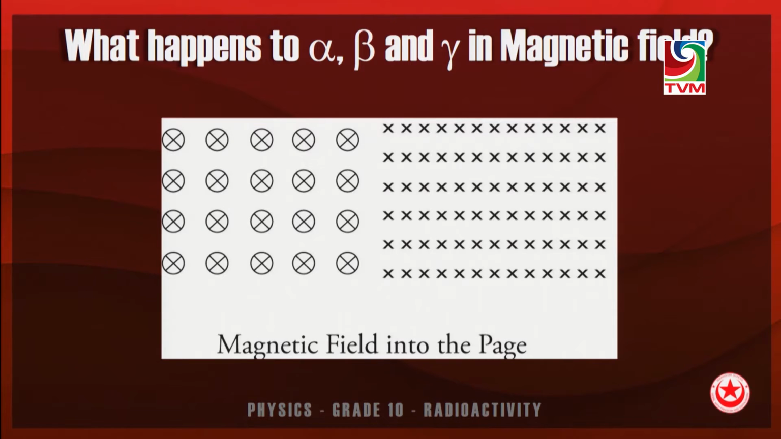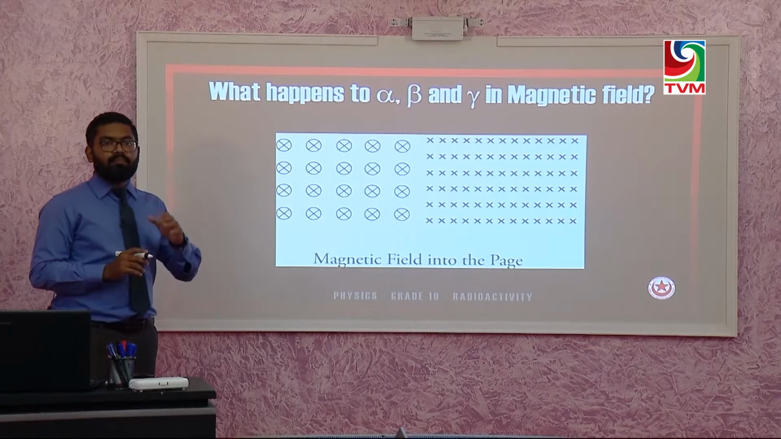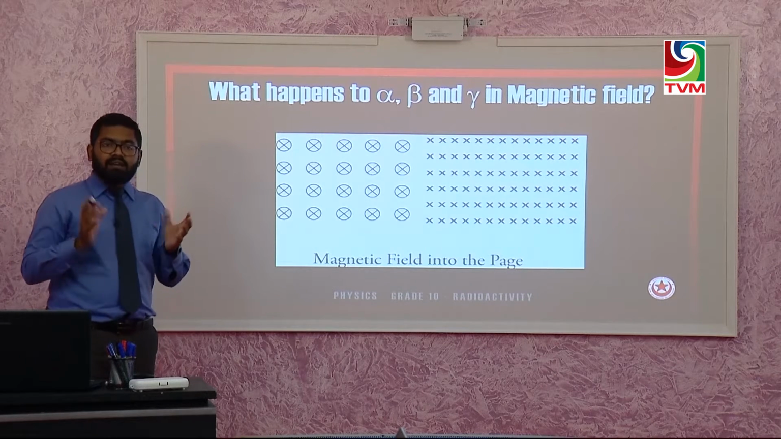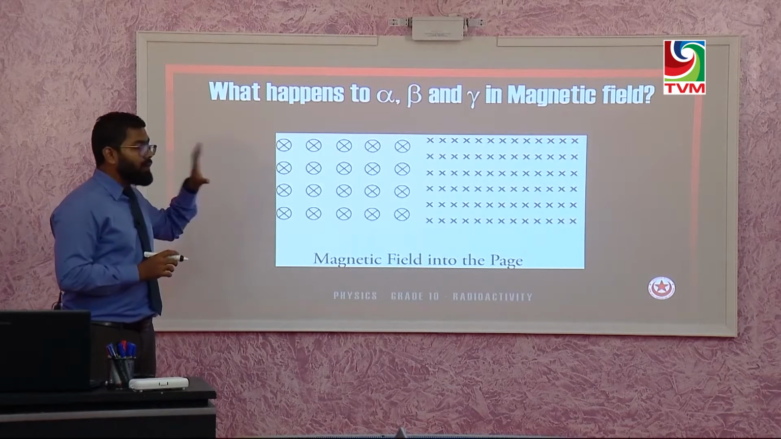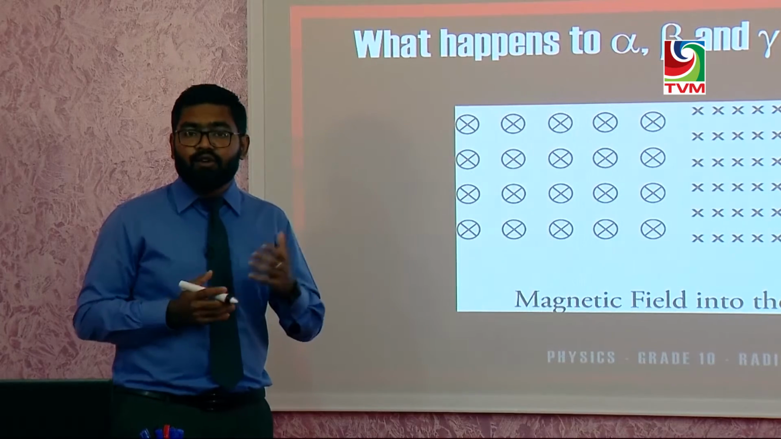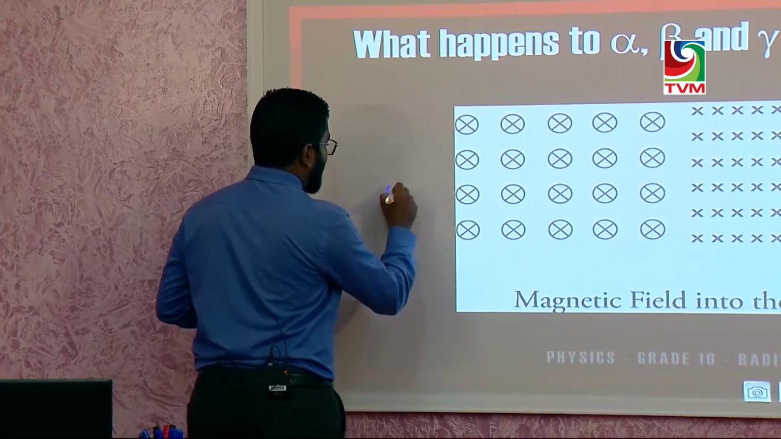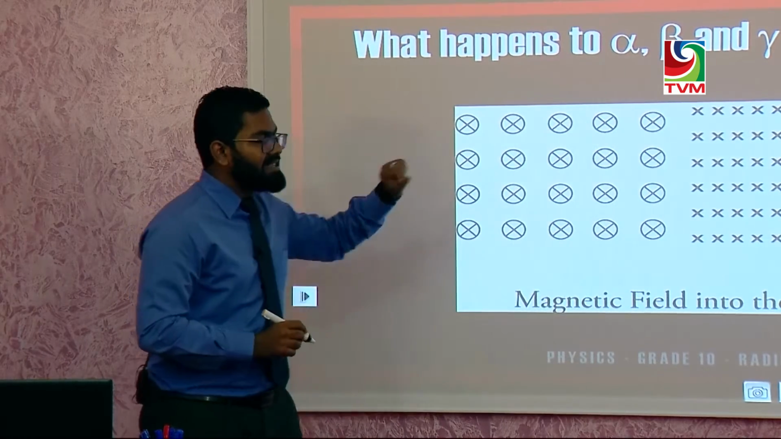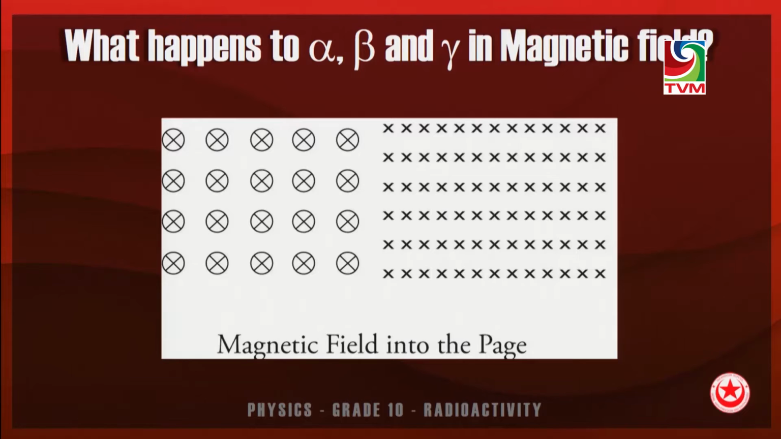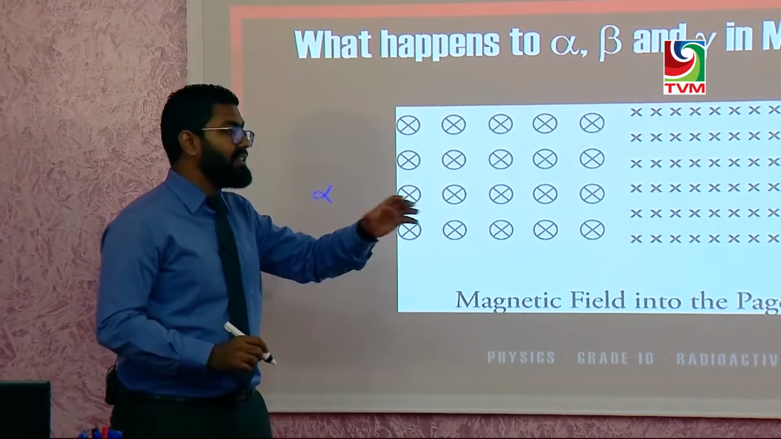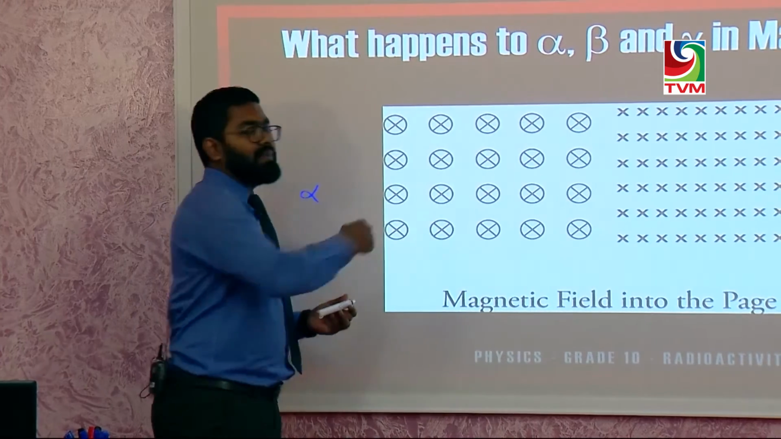Now we will see what happens to alpha, beta and gamma when they pass into a magnetic field. Unlike particles in an electric field, the way you identify the direction of deflection is different. Let's take alpha particles. In this diagram, we have a magnetic field which is into the paper. There is an 'into' sign, which means the magnetic field is perpendicular to this surface and is going into the medium.